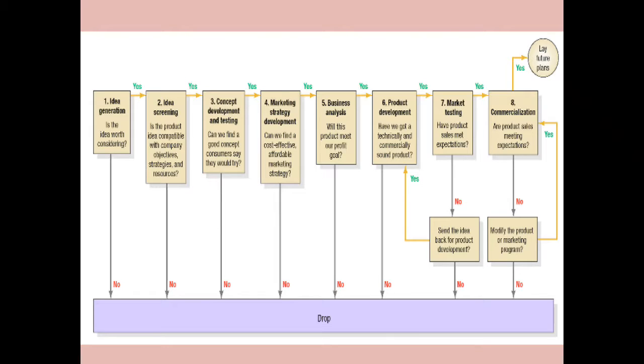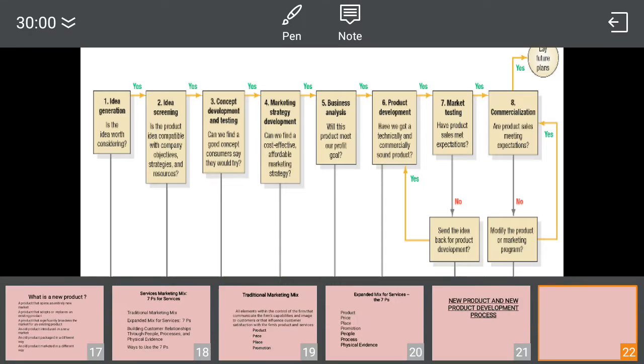So commercialization of a particular product, whether it's a good or a service, can only happen when it has been tested in the market and when the initial response to the market testing as far as the customers are concerned is positive. Until and unless that is happening, no commercialization is possible. This brings us to the end of this particular chapter of product strategy.